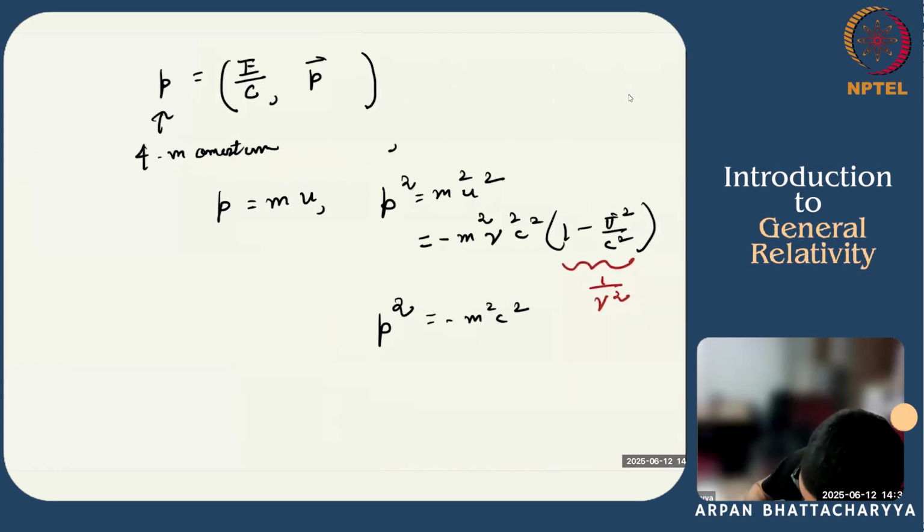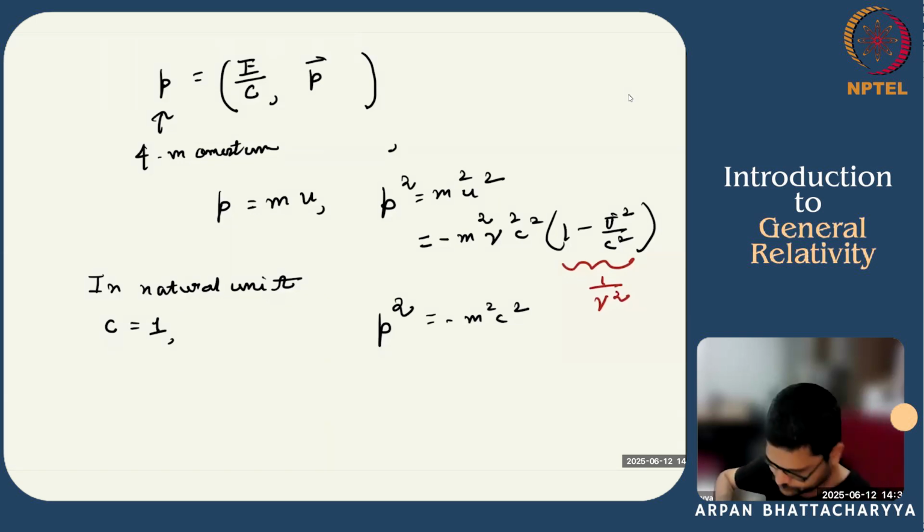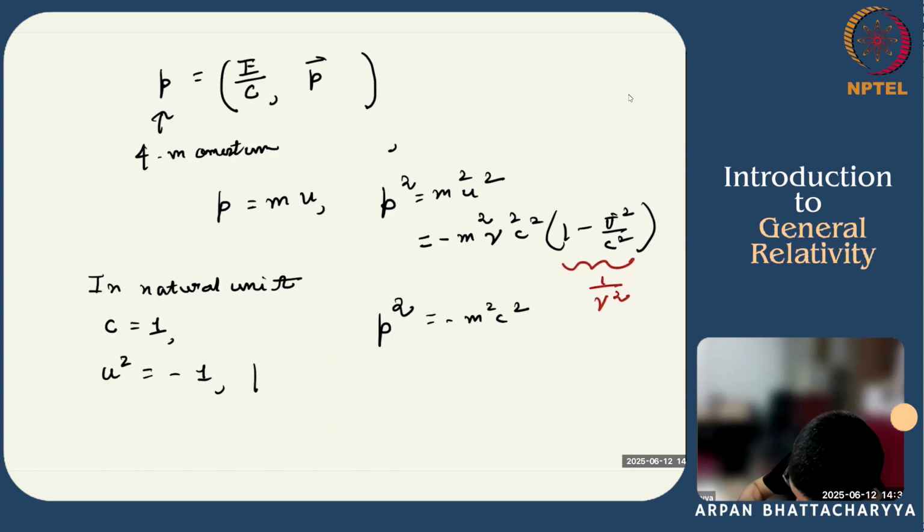So we will see that in natural units, we set c equal to 1. That means you are making the dimension of time and space equal. And in these units, you can see that u square is minus 1 and p square equals minus m square. And again, this is a timelike vector.